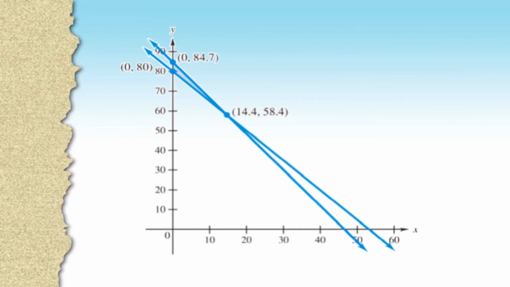So from the constraints, we already graphed it. So here's the graph, and then since we are dealing with minimization, we are going to get the visible area here. So we have the corner points, which are the following: (0, 80), (0, 84.7), and (14.4, 58.4). So you can use the GeoGebra here so that you can accurately see the coordinates of the corner points.